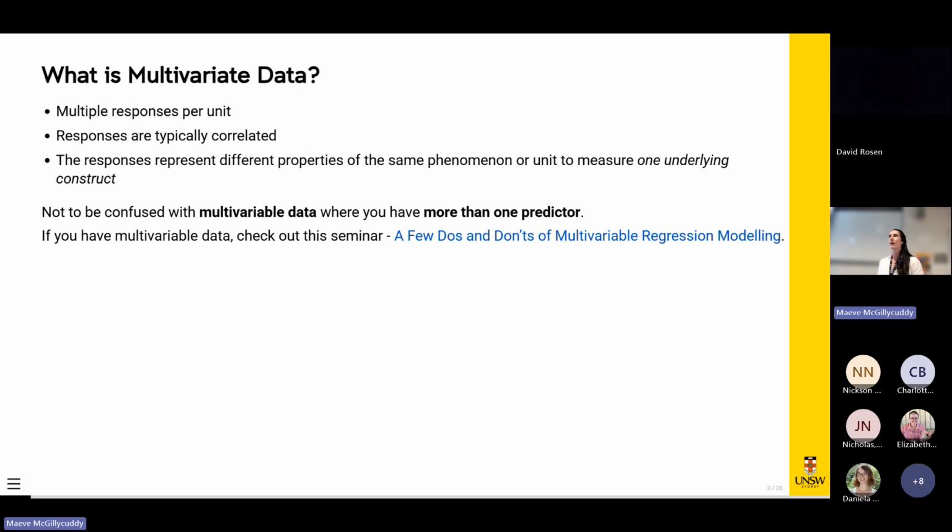So for example, if I was just looking at the shape of humans, maybe I have taken the measurement of my forearm, my femur, my circumference of my waist, and we can think of all of these measurements as trying to capture the shape of me or you in general, and we can think that these are correlated. So that's an example of multivariate data.